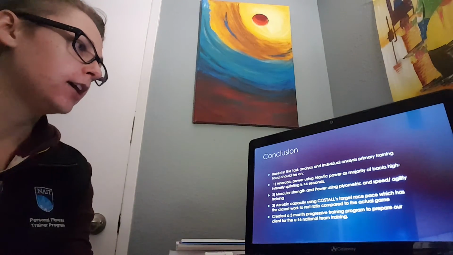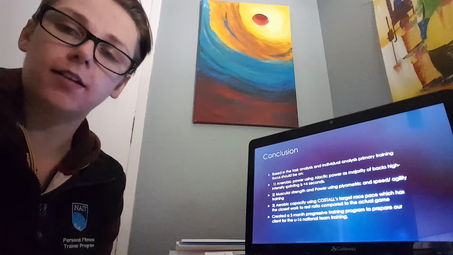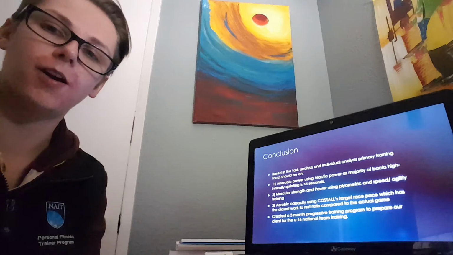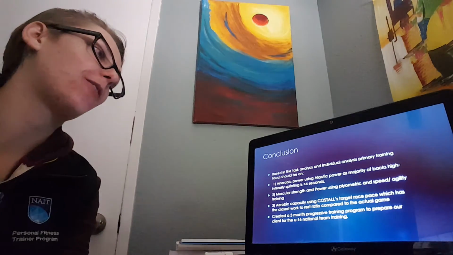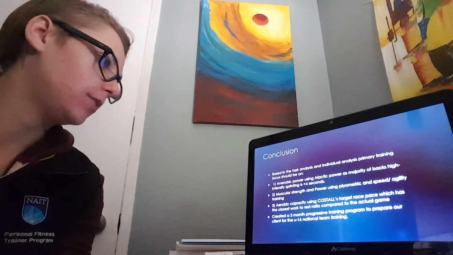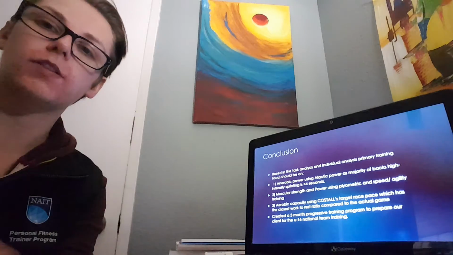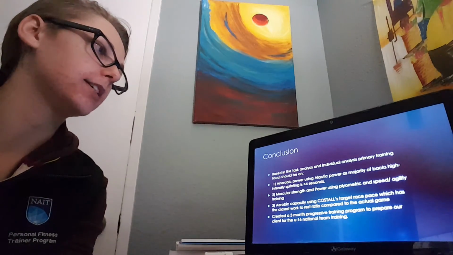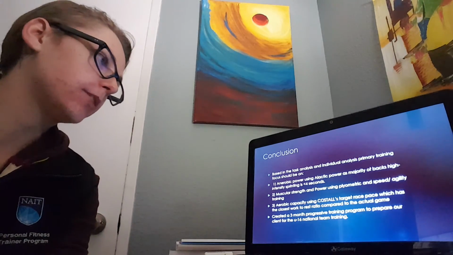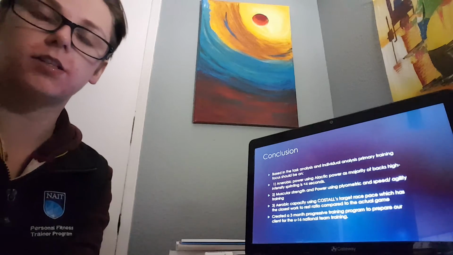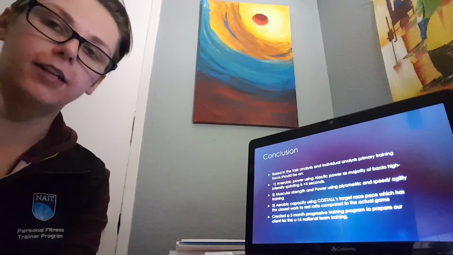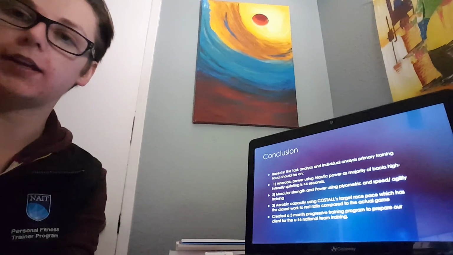So for the conclusion, based on the task analysis and the individual analysis, the 3 training priorities that I chose to focus on were, number 1, anaerobic power using the lactic power system, as most backs will spend less than 12 seconds sprinting, or in here it says intense sprinting is less than 4 seconds, so they're really going fast and hard. The second training priority was muscular strength and power using plyometric and speed and agility training, so that she can focus on fast acceleration, sprinting and agility, avoiding getting tackled.